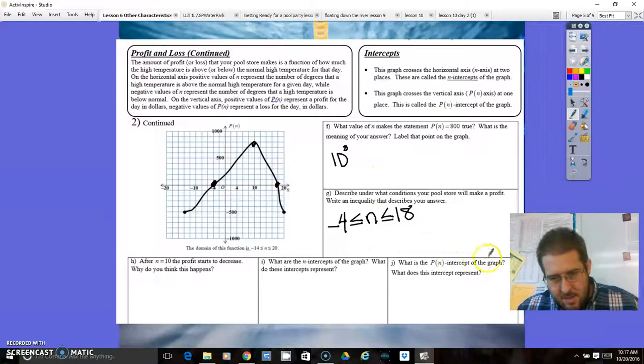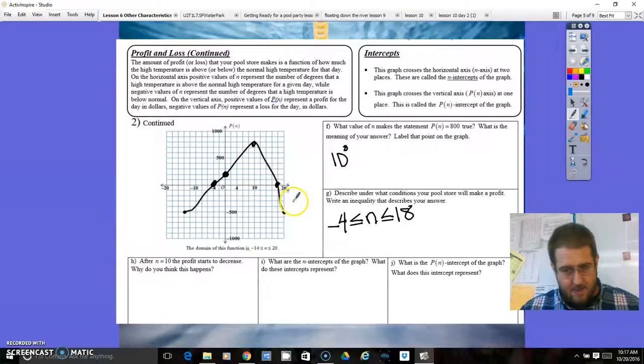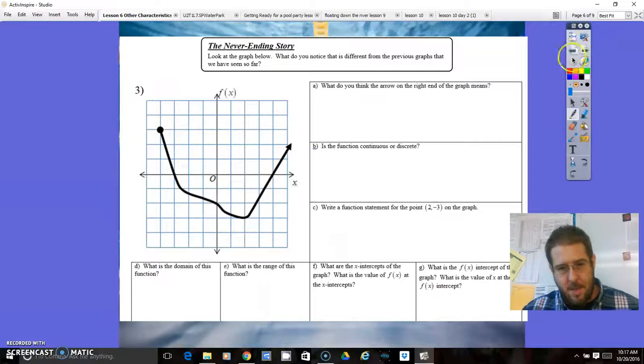What is P of n intercepts of the graph, and what does this intercept mean? Well, this P of n represents basically nothing. Basically, that just means that's how much profit you'll make when it's a normal average day, which is actually not a lot of profit. You actually want it to be hot. So that's what this represents. It represents how much profit you'll make on a normal day.